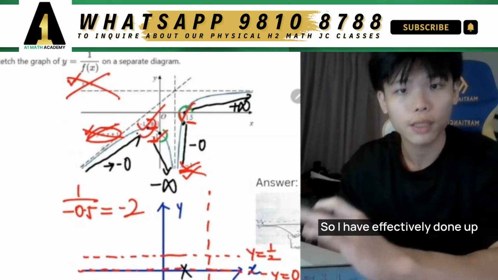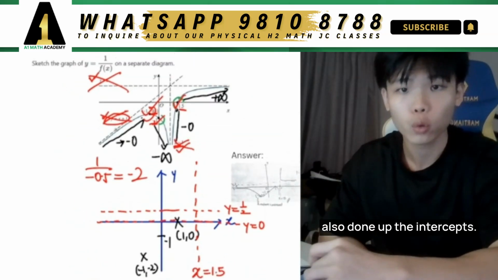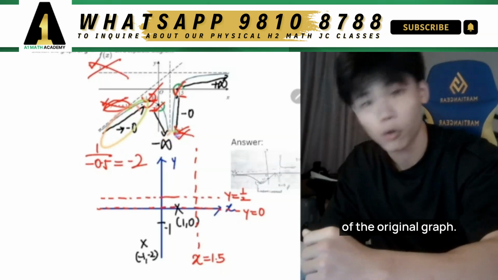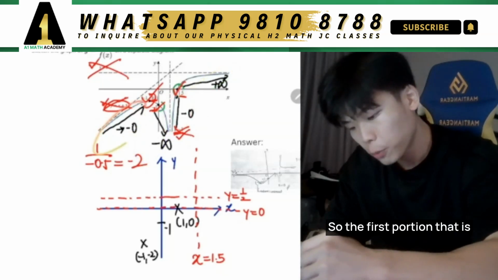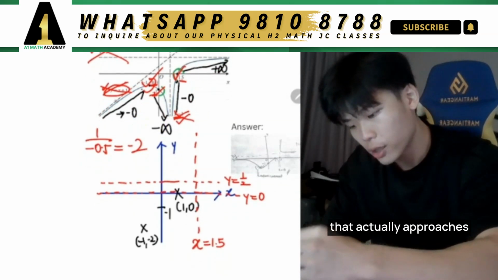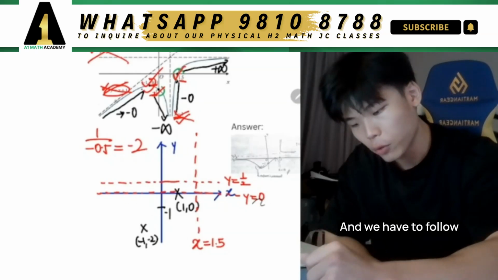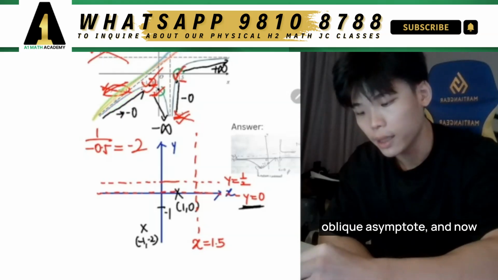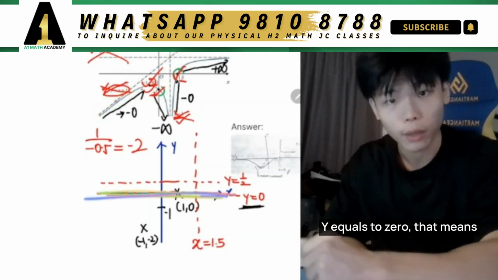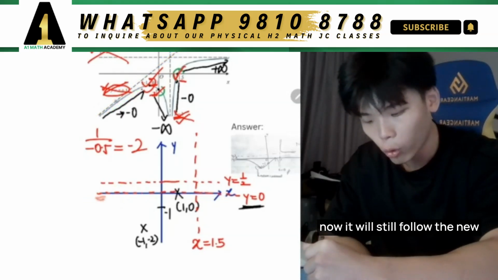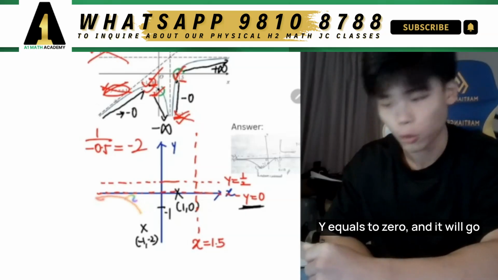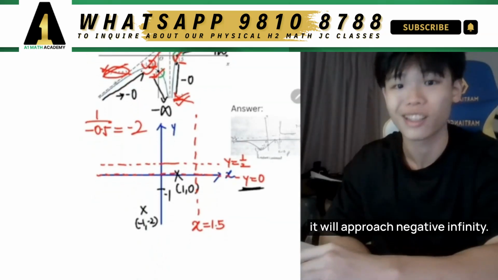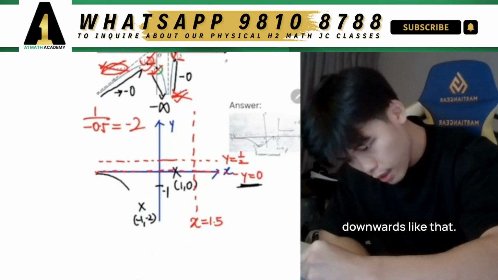So I have effectively done up all the asymptotes, and I've also done up the intercepts. So what's left is to draw out the 4 different portions of the original graph: up, down, up, up. So the first portion that is actually approaching -0 will be the portion that approaches negative infinity, right? And we have to follow the asymptote. Since this original portion of the graph was following the oblique asymptote, and now the oblique asymptote is y equals 0, it will still follow the new oblique asymptote, y equals 0, and it will go downwards towards negative infinity, because originally it's approaching -0, now it will approach negative infinity. So now it will go downwards like that. Okay, so that's the first portion.